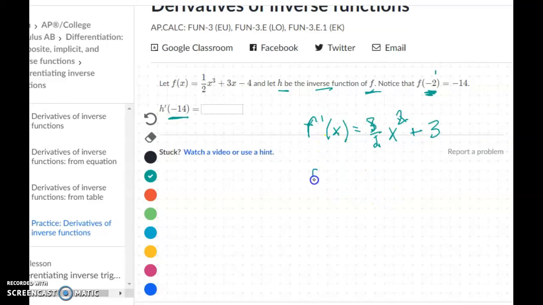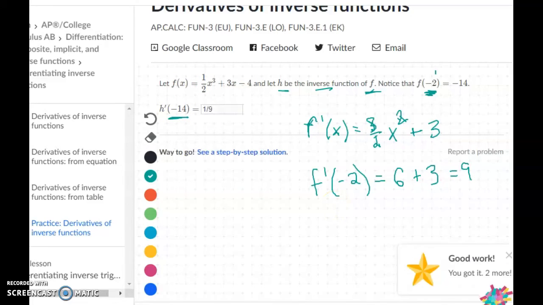So what I can do now is figure out what the derivative is. I'm writing with my mouse, by the way, of negative 2. Well, negative 2 when you square it is 4, times 3 is 12, divided by 2 is 6, plus 3 would give me 9. So what does that mean for h prime of negative 14? It's the reciprocal of that, 1/9. Let me hit check. Nice.